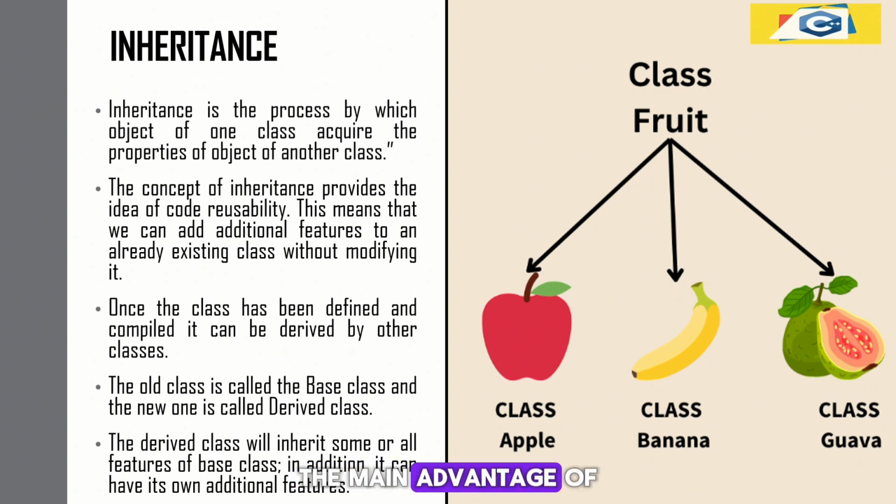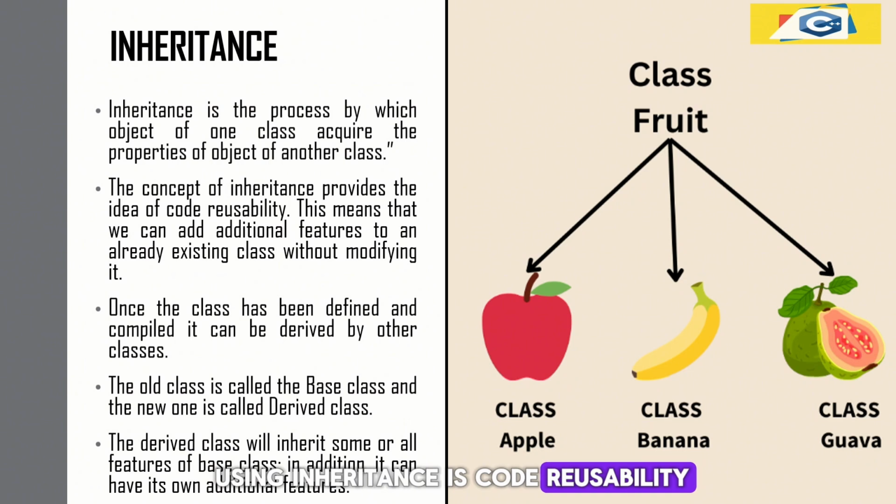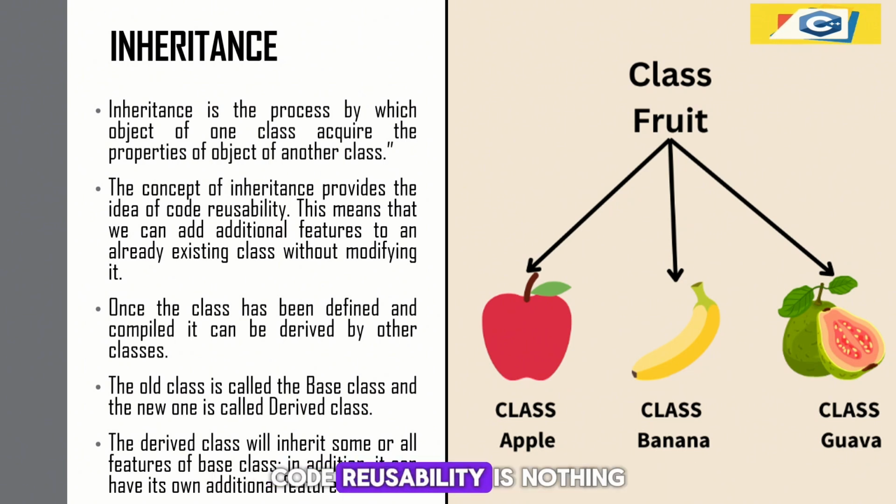The main advantage of using inheritance is code reusability. Code reusability is nothing but if the code is already implemented, we do not write the same code again. If it is there, we will simply reuse it in some different class. So reusing of code is one of the main advantages of inheritance.